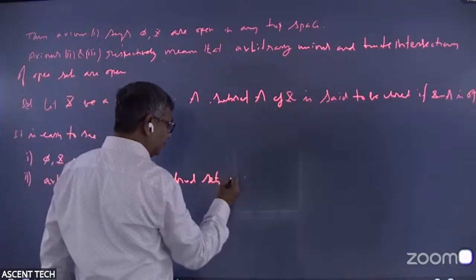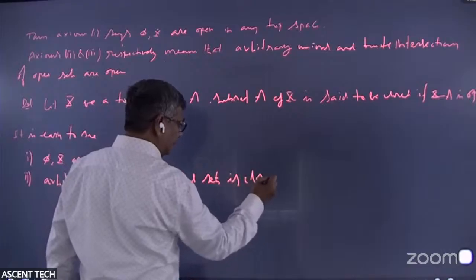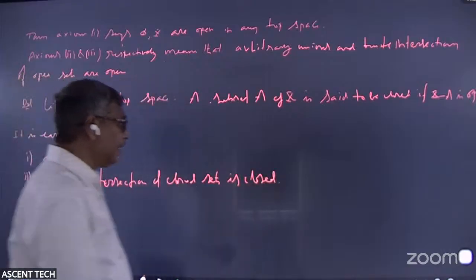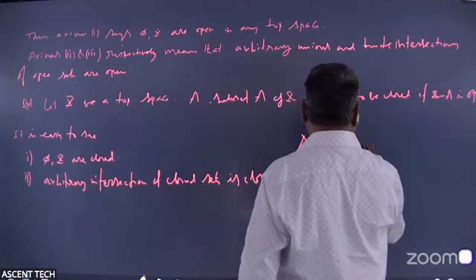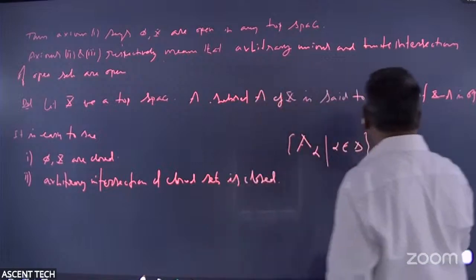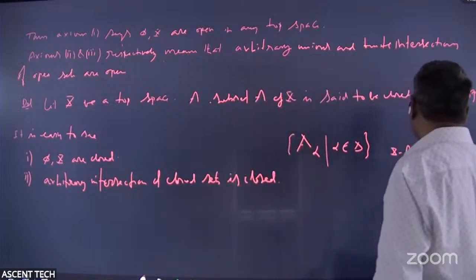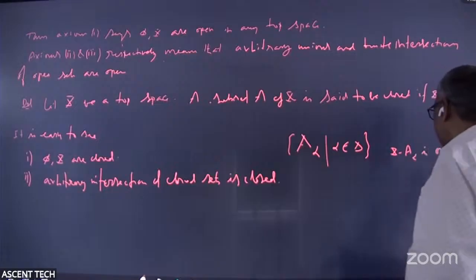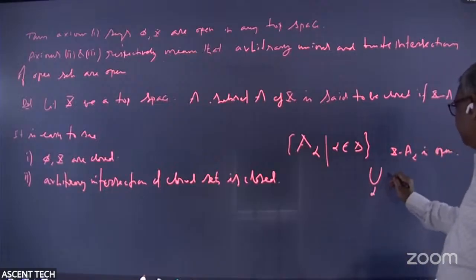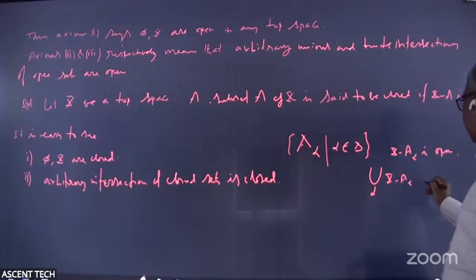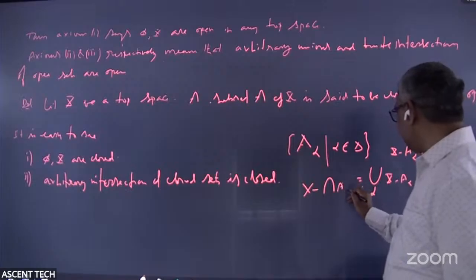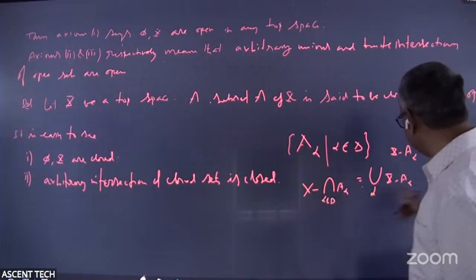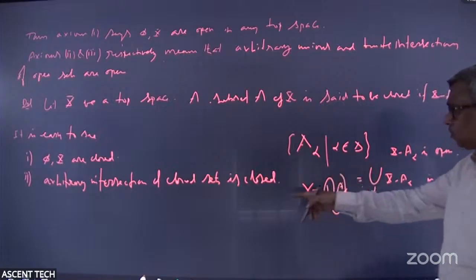Is closed. You can see that if I take a bunch of closed sets, each is closed means X minus A alpha is open. And therefore their arbitrary union, which is X minus A alpha's arbitrary union, is open too. But this is actually nothing but X minus intersection A alpha, alpha in delta. And so this is open, that means this is closed. That's what I'm saying.